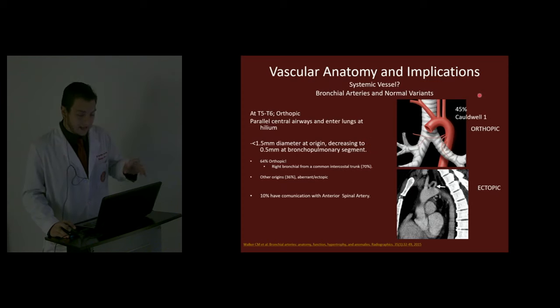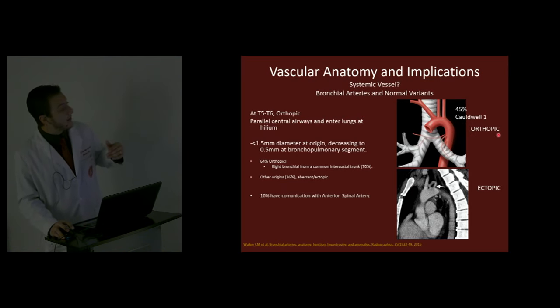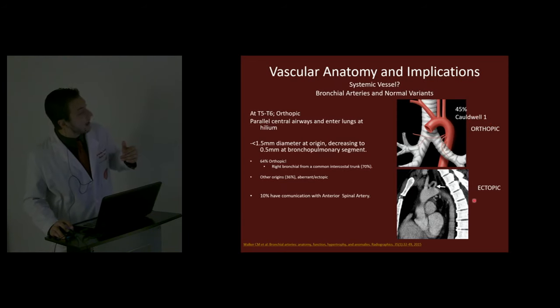Some classes before we talked about them a little bit, but we're going to make a little summary of it. I put it as a systemic vessel. Personally, I like to say it's a mixed vessel, because it's part of the systemic circulation, but provides the respiratory system with oxygenated blood at 1% of the cardiac output. They are branches of the thoracic aorta. As we said before, we already discussed them. The summary is that we have to divide them into orthotopic or ectopic.